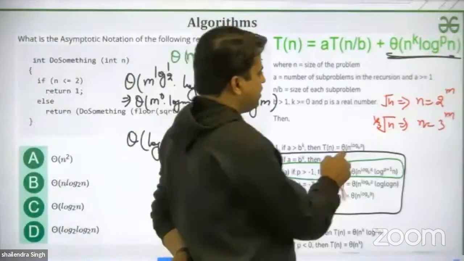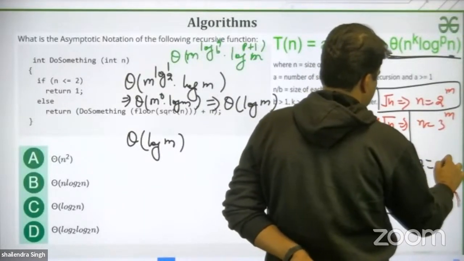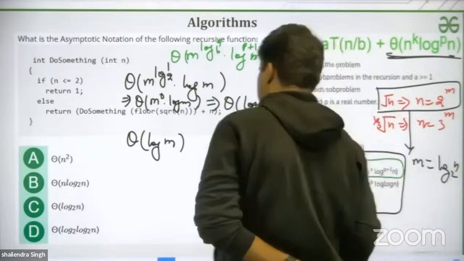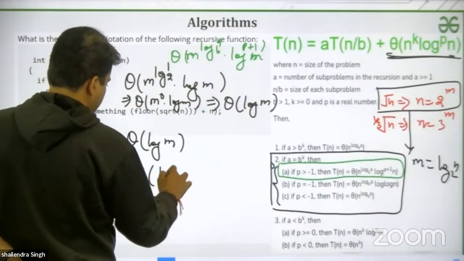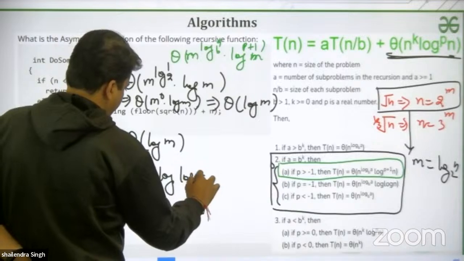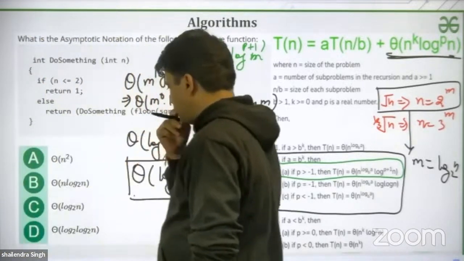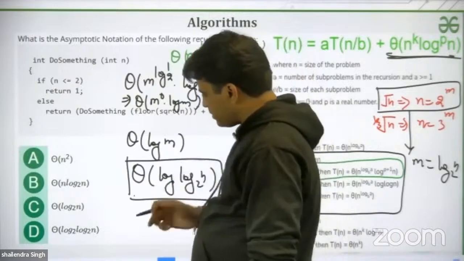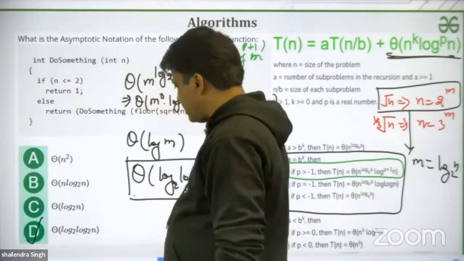Sir, what is m? Dear student, we substituted this earlier. What is m? From here, m equals to log of n base 2. So substitute the m value. So theta of log of n base 2. So this is the answer for this question. Is any option matching? Yes. This is also base 2, right? So the right answer is D. Perfect, right answer is D, student.